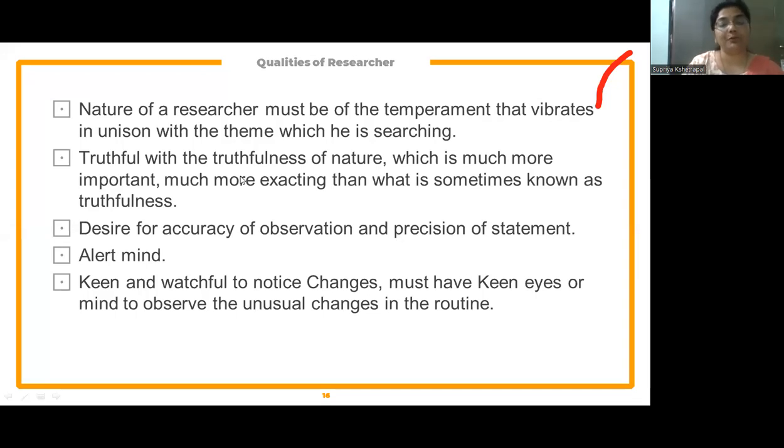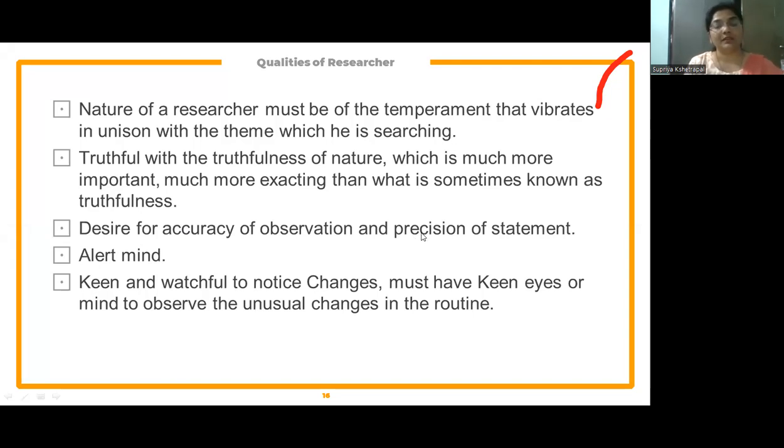We must not disturb the truthfulness of nature. One should be very truthful in our answers. Now here, what is more important and much more exciting is what is sometimes known as truthfulness and desire for accuracy of observation, precision of the statement. These are very important points, that is, the accuracy and precision of a statement.